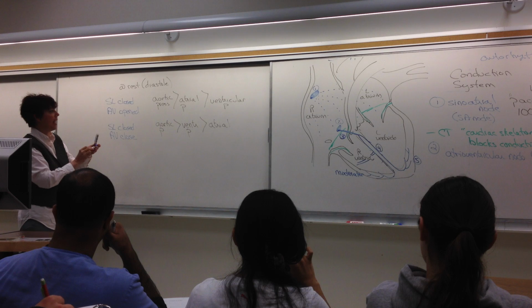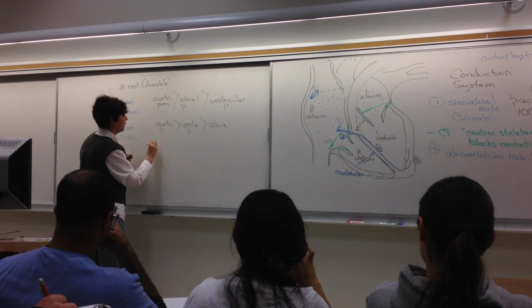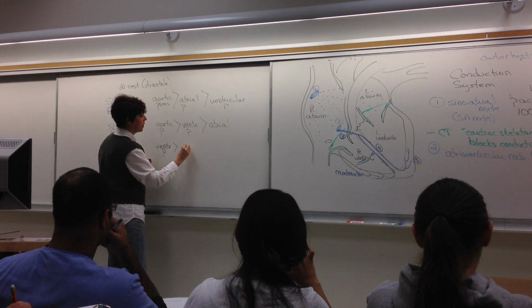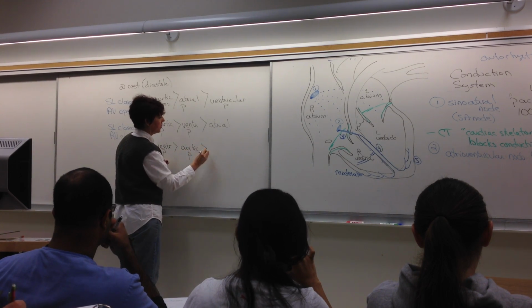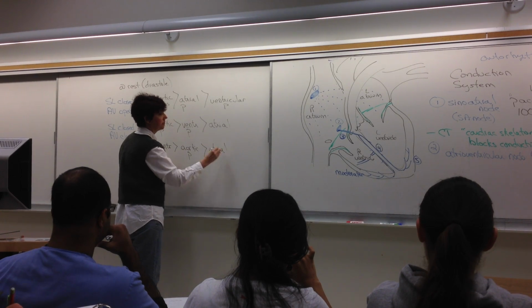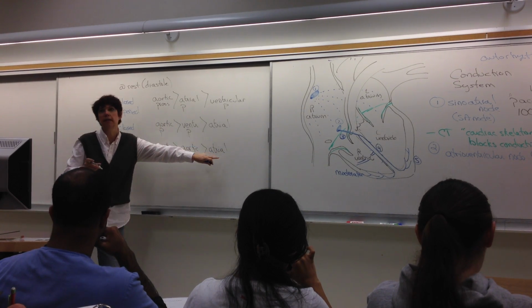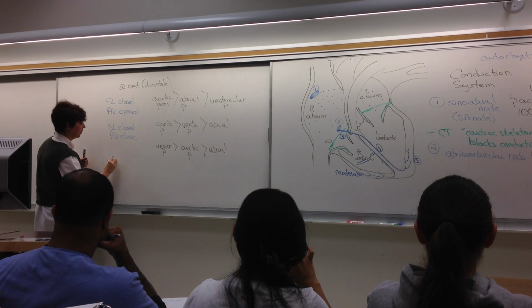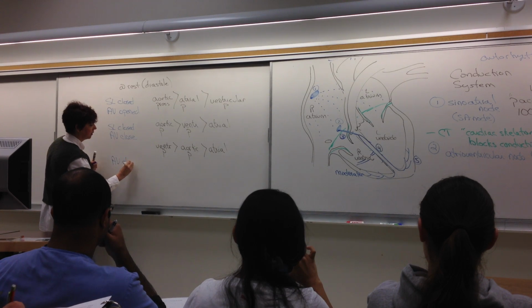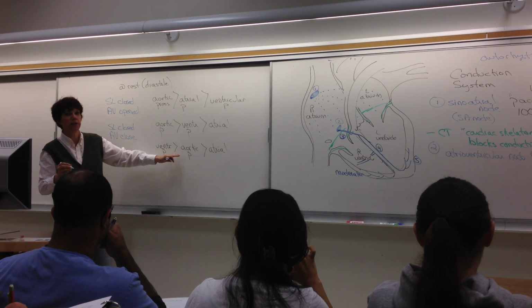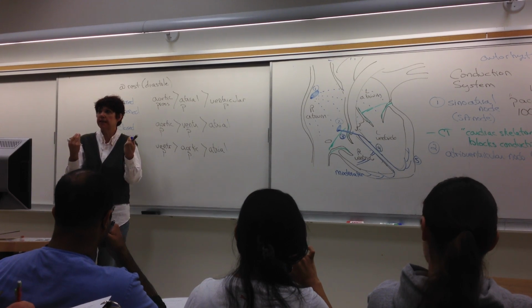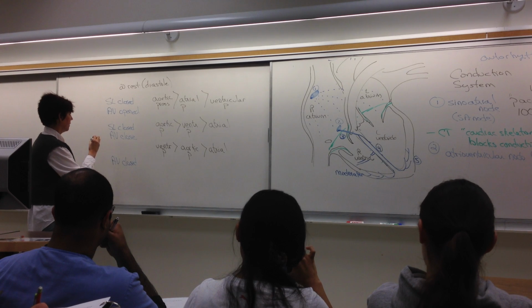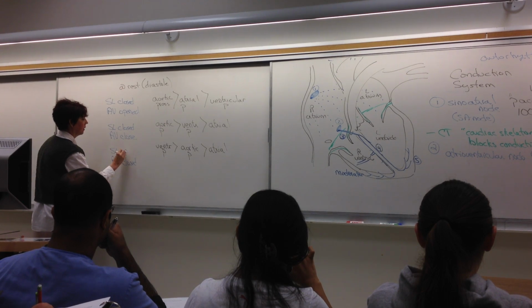All right? So the next thing that happens is ventricular pressure becomes greater than aortic pressure, which is greater than atrial pressure. So ventricular pressure is still greater than atrial pressure. Our AV valves are still closed. But now ventricular pressure is greater than aortic pressure, and what's that going to do to the semilunar valves? It's going to push them open. Okay? So now the semilunar valves open.